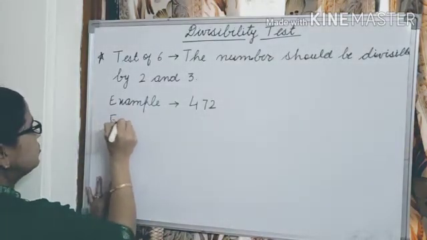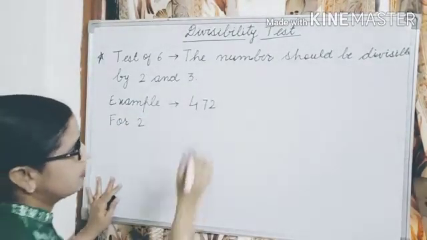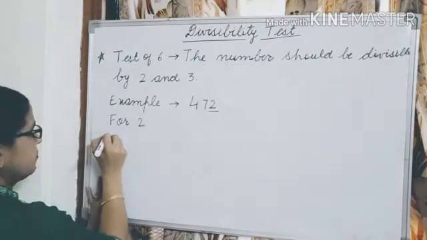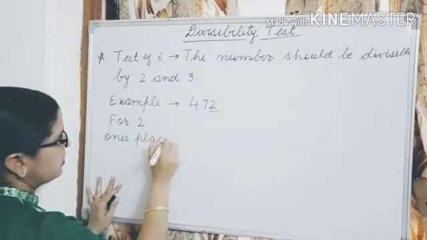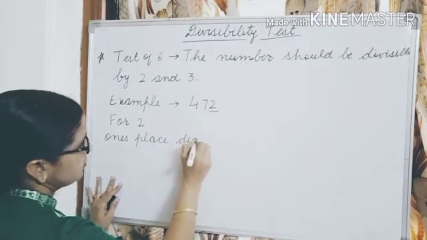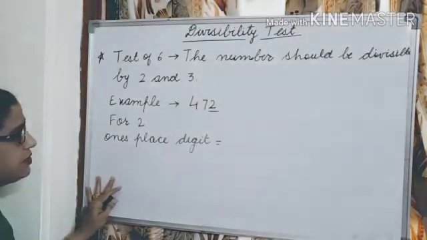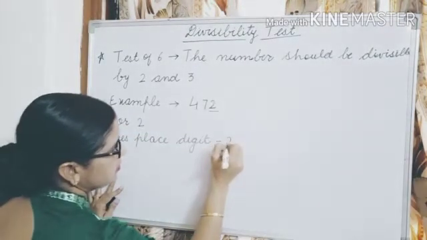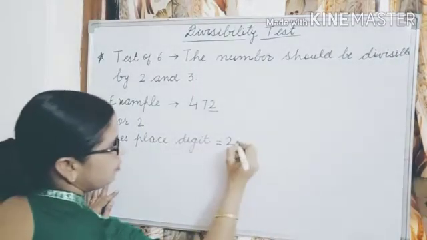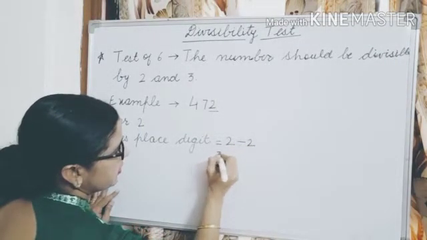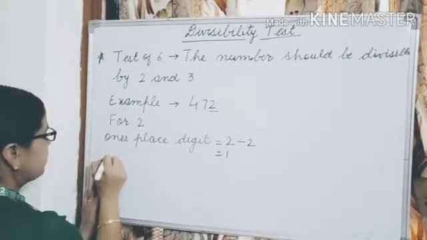For 2, what do you have to check? Ones place digit. What is your ones place digit? 2. This 2 is divisible by 2. Yes, of course. 2 divided by 2 is completely 1. No remainder is left.